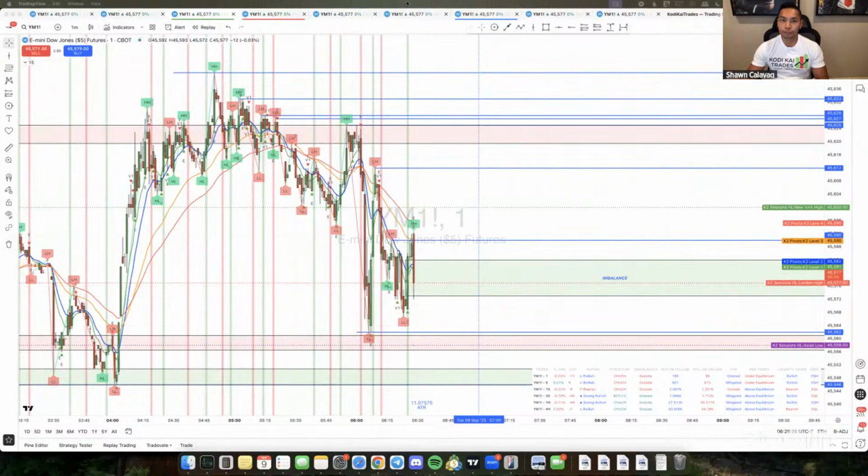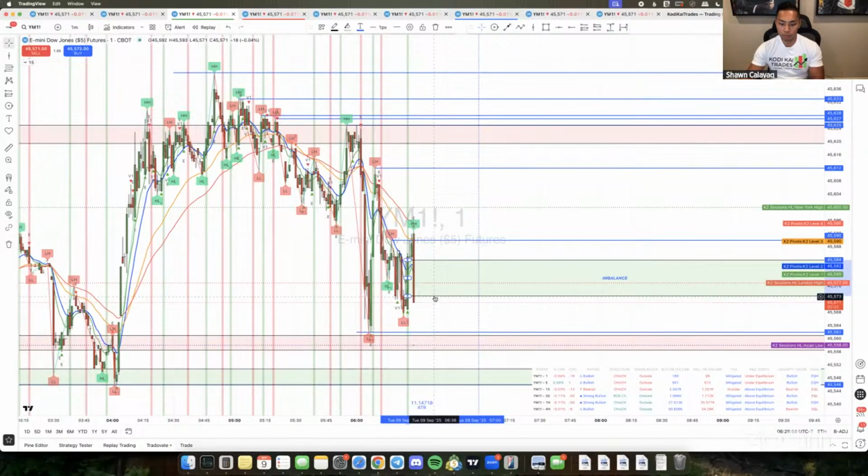All right, we got price cutting into this imbalance, like I said. Let's see if it mitigates it. I don't think it will. I think it's going to bounce off here, but who knows, right? This might break and close below it. If it does, it's going to mitigate this imbalance, and it might just sit down here until market opens up.